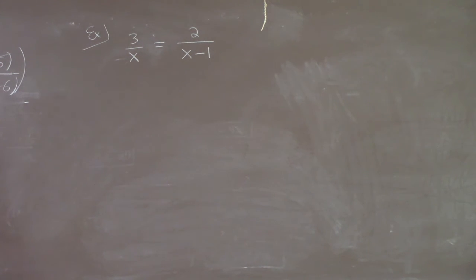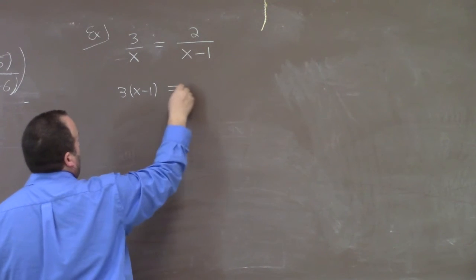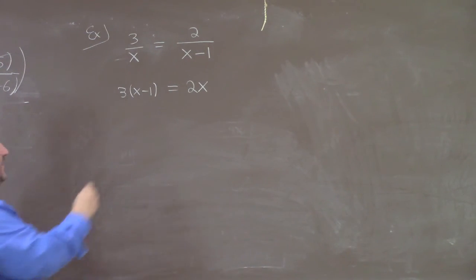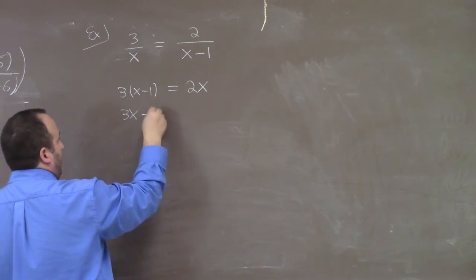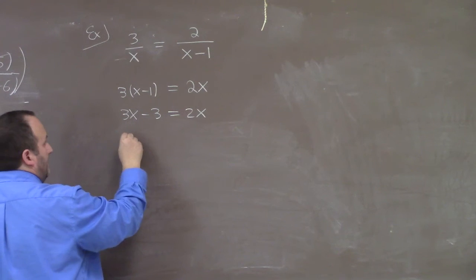Don't you cross multiply? Okay, so that's 3 times (x minus 1) equals 2 times x, right? So then you distribute. So 3x minus 3 equals 2x. And then you switch the columns, so subtract 3x from both sides.